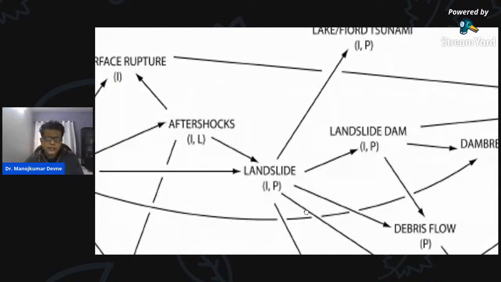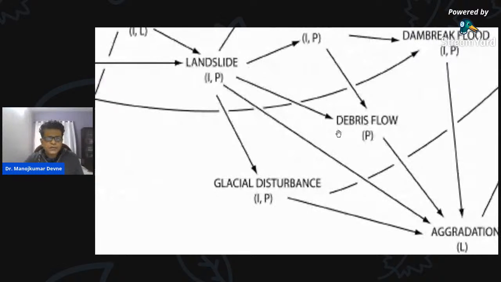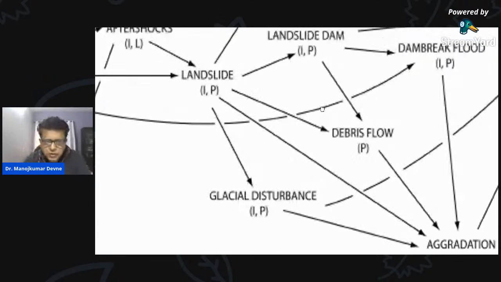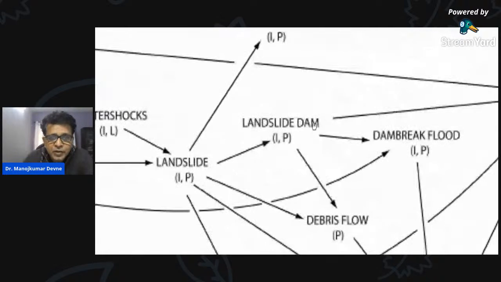But going down again, landslides will cause glacial disturbances also. Now, what are glacial disturbances? Glaciers are basically a pack of ice on the surface. Once you have a landslide and a glacier above, both of them would cause a compounded impact also. Landslides will further cause debris flow. Glacial disturbances will also cause debris flows. So this is what is going to happen in the natural environment.